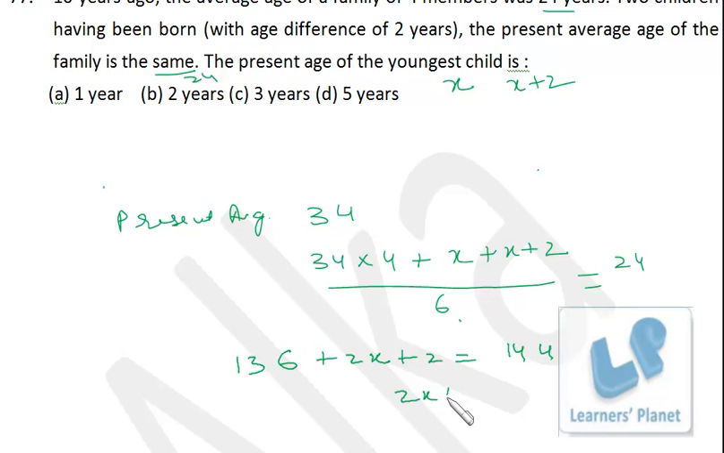So 2x plus 2 is equal to... 2x is equal to 144 minus 138. So 144 minus 138 is 6. So 2x is equal to 6, that means x is equal to 3. So the youngest child is of 3 years. Okay, so it's really simple.